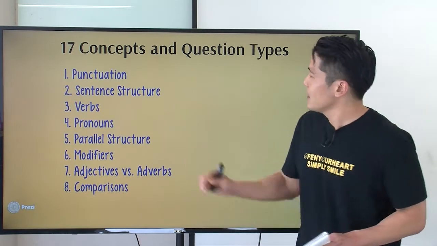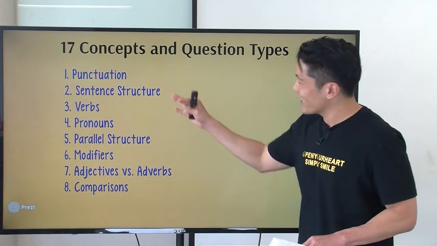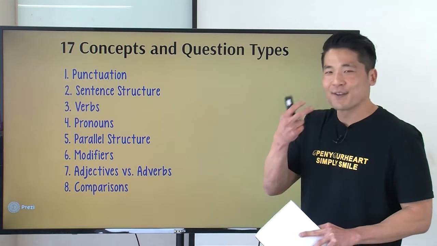So 첫 번째 부분은 그 문법 부분, right? So there's 8 concepts that are tested on grammar. Yeah, you can kind of see those here. We don't have time to talk about those in too much detail.